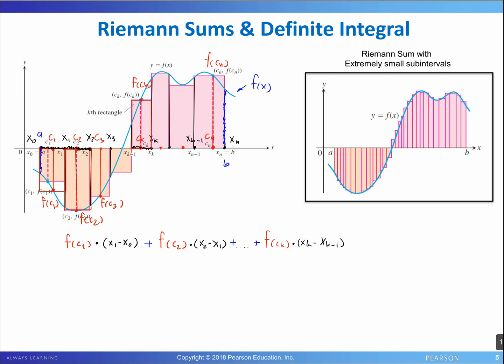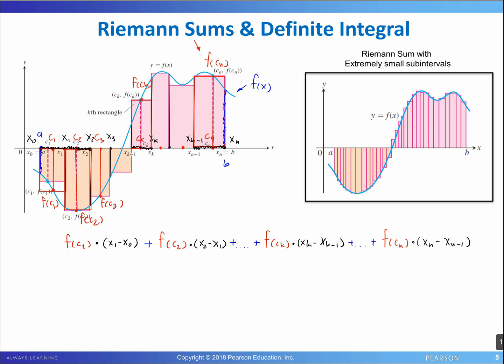And once again, it keeps going until it gets to the last rectangle, which is this one right here, up to here. And the height of this last rectangle, of course, is equal to the function value at Cn, the last middle point. So I'm going to put it right here, f at Cn times the base. The base is right here, xn minus xn minus 1, so I can add it right here, times xn minus xn minus 1.